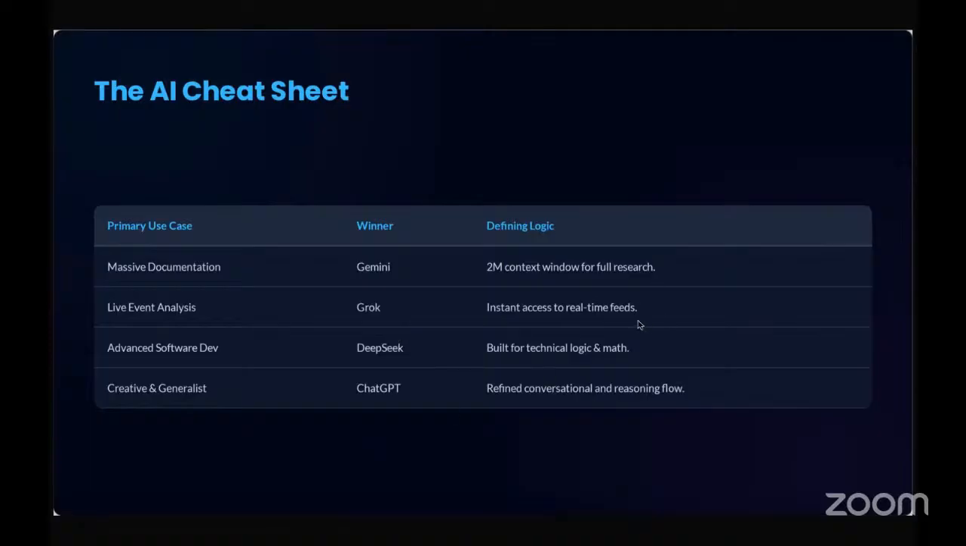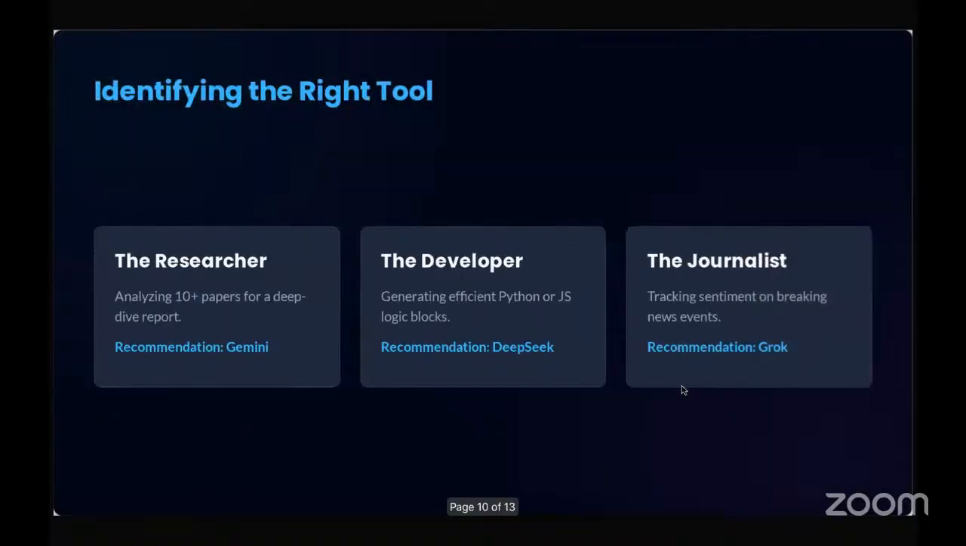So if you want to write an email that shows some intellectual thinking in it, you would definitely go for ChatGPT. It's refined conversational and reasoning flow. So identifying the right tool is definitely important. As I said, if you want to be in research, you would go for Gemini. If you want to develop something, you go for Deepseek. If you want to track sentiment on breaking news or whatever, you go for Grok.